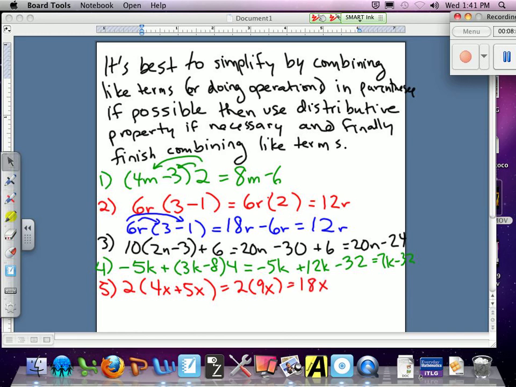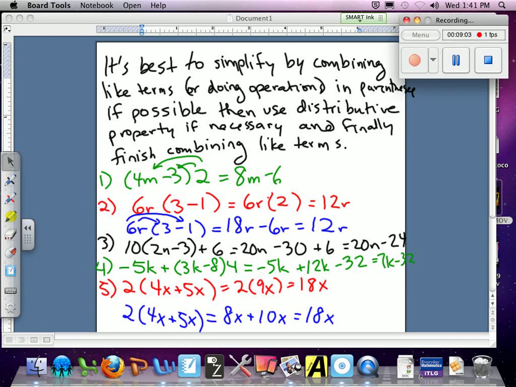As opposed to doing it with the distributive property. Alright. With the distributive property, we're going to get the same result, even if we got a little distributive property happy. We get 8x plus 10x to get the 18x. So the big key is to deal with your parentheses first.